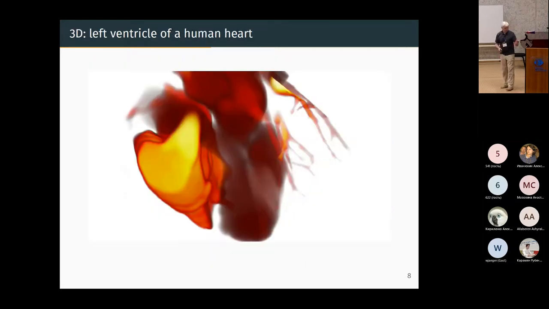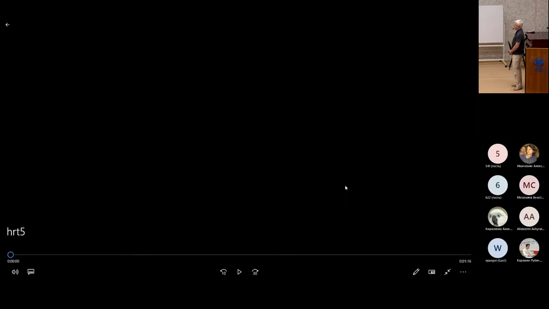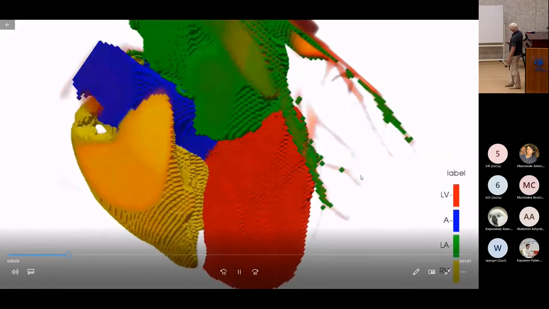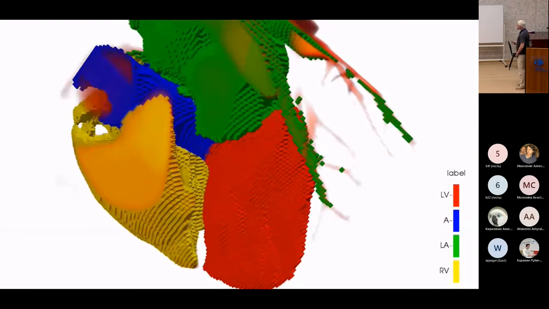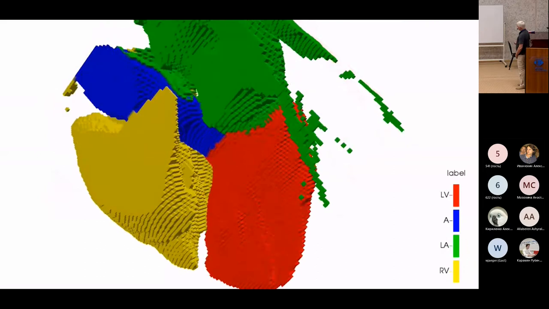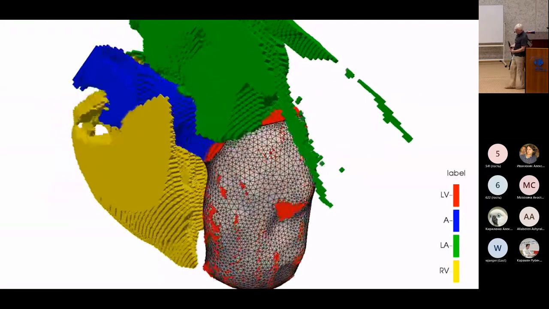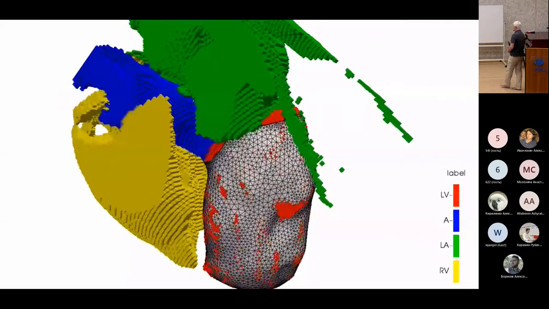Okay, so let us switch to the movie. This is just an illustration of how this transformation Xi is given in practice. This is the computed tomography sequence of data given by our colleagues from Sechenov University, and we are going to simulate the flow in the left ventricle of the patient. First of all, we have to provide a segmentation of the medical image to provide this voxel representation of the left ventricle at each time step.